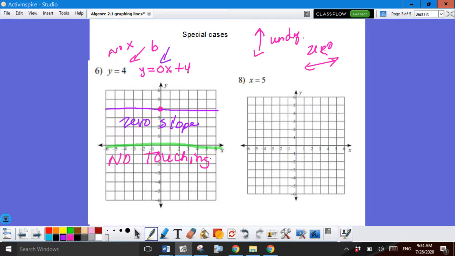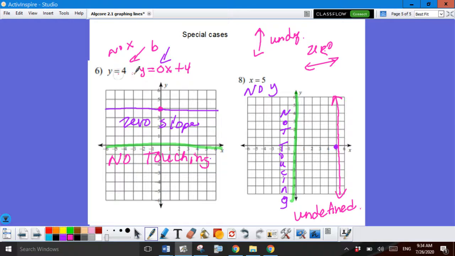All right. Now that holds true with the next one. Notice how this says x equals. Well, x equals 5 is here. But there is no y in this problem. There's no y. So I cannot touch the green line. Okay? I cannot touch the green line. So my only option is to make a vertical. Okay? So this one is an undefined. So those are our special cases.